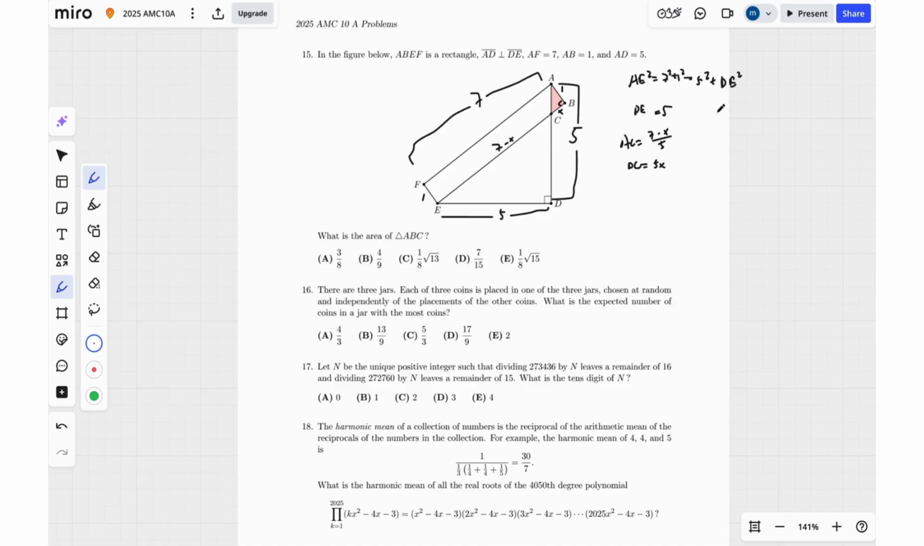So now we have an equation. We have AD, which is 5, is equal to AC plus CD. So we have 7 minus x over 5 plus 5x. So now we have 25 equals 7 plus 24x. 18 equals 24x. So x equals 3/4. So now the area is just half of base times height, which is 3 over 8. So it's A.